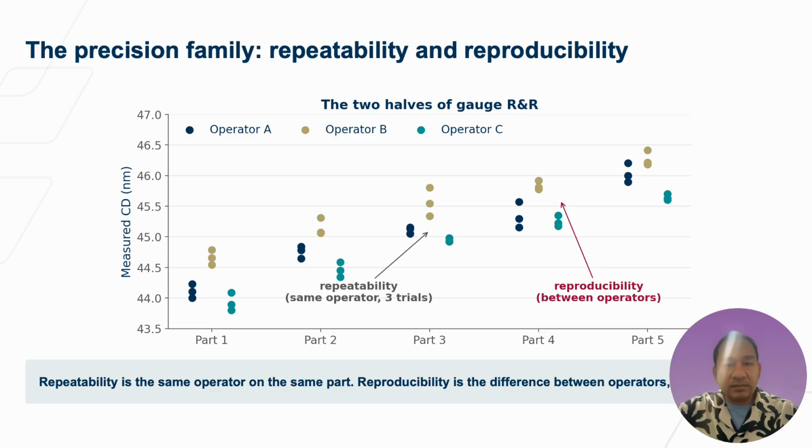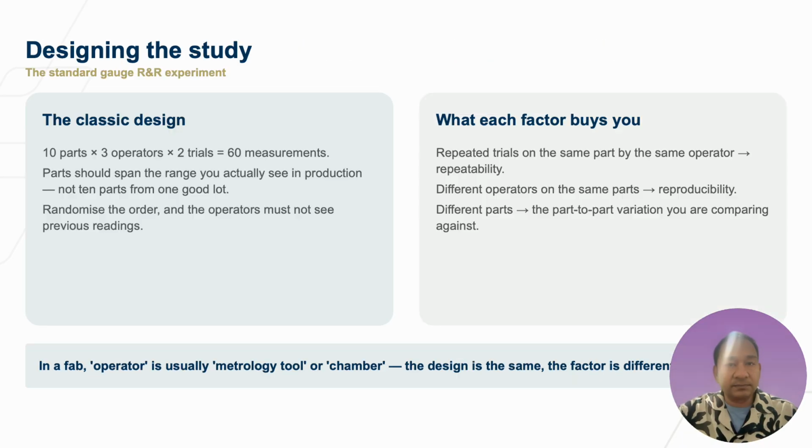And one translation before we go on. In semiconductor fab, operator is usually not a person. CD measurement is automated. The reproducibility factor is typically the metrology tool, tool 1 versus tool 2 versus tool 3 in the fleet, or measurement recipe or day. Tool-to-tool matching in a metrology fleet is exactly this analysis, and it is a live concern in every fab.